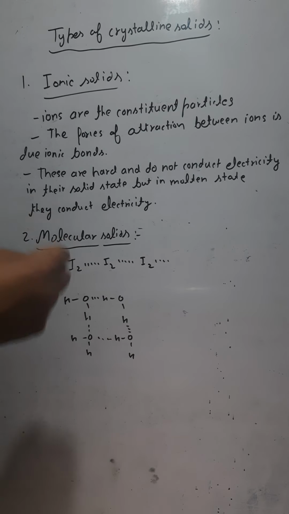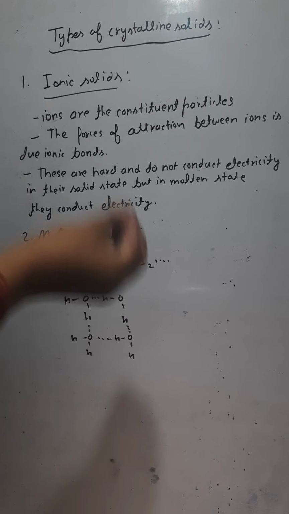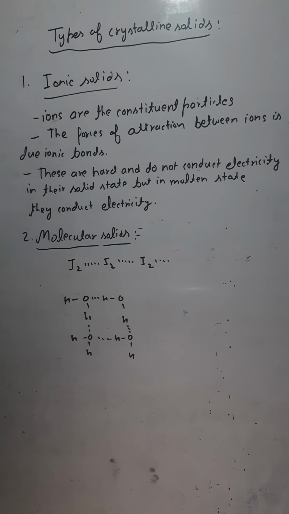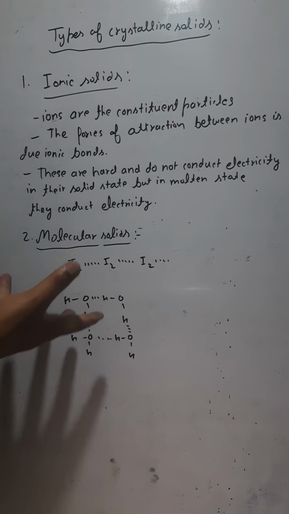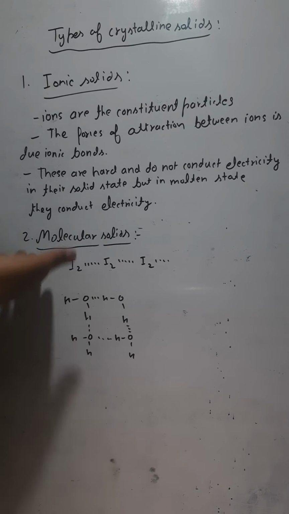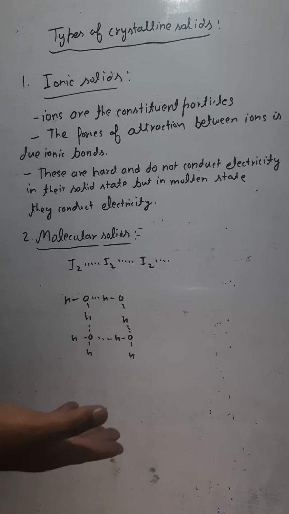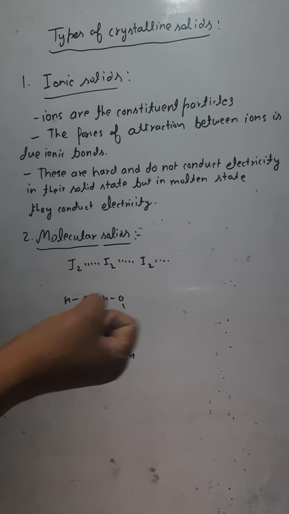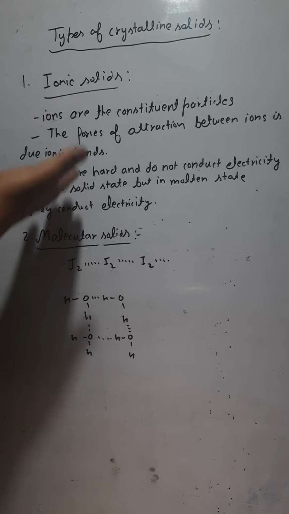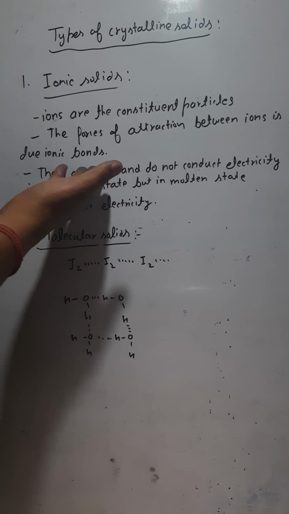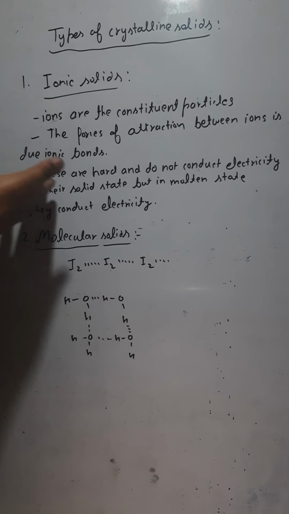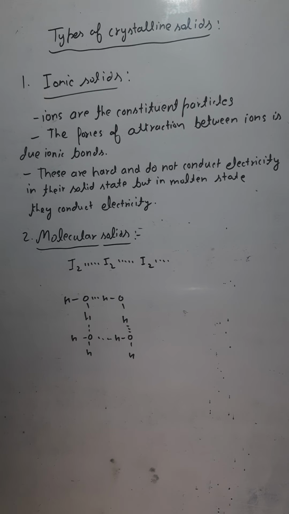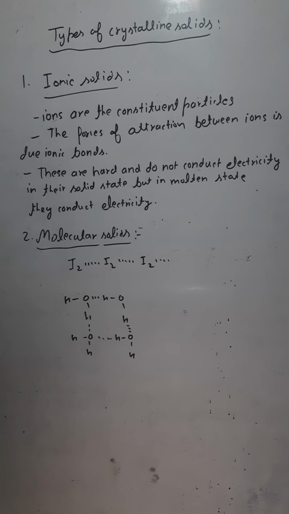The forces of attraction between the molecules would be the weak van der Waals forces, or sometimes the hydrogen bond also. So there are some forces of attraction, but these forces of attraction are very weak here. That is why these solids are not too hard. Why not hard? Because the forces of attraction between the molecules are not strong, like in the case of ionic solids, where the forces of attraction, the ionic bonds, were very strong. That is why they were hard. But these are not hard, because the forces of attraction between the molecules are not very strong. Let me write about the molecular solids also.